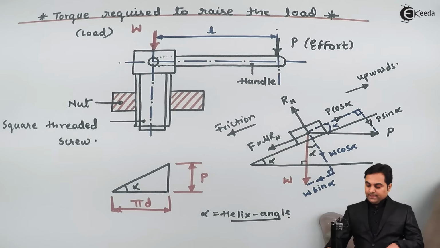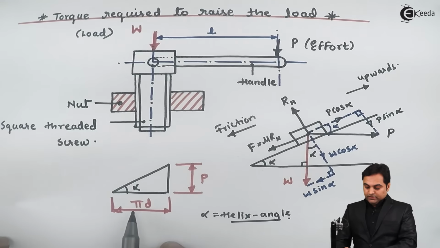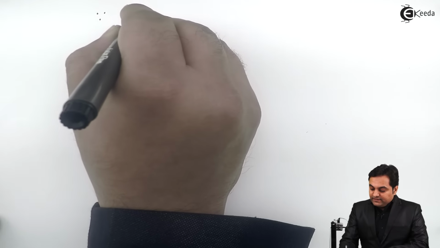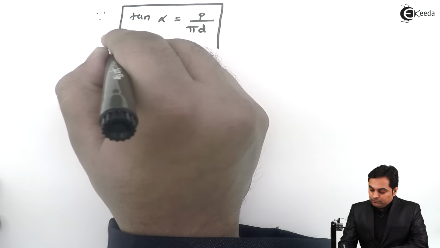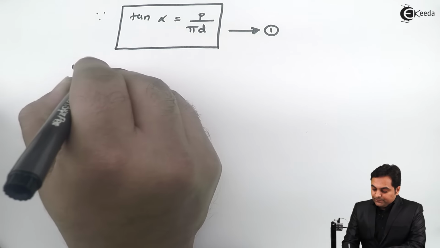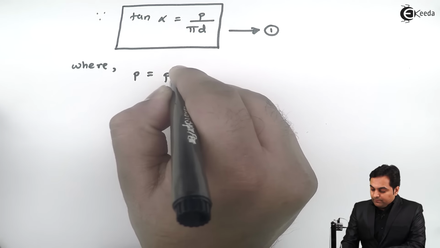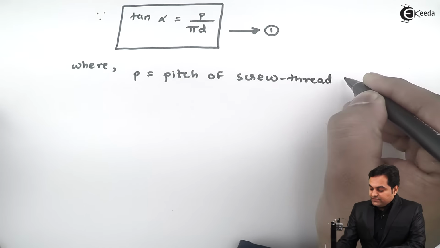Now after this, I'll start the derivation part. I'll say that since here I have pi d and this p indicates pitch, therefore in this angle I'll say that tan alpha is equal to p upon pi d. This is the starting part of the derivation. I'll keep this as my equation number 1. Here I'll write down where p is equal to pitch of screw thread, it is in mm.